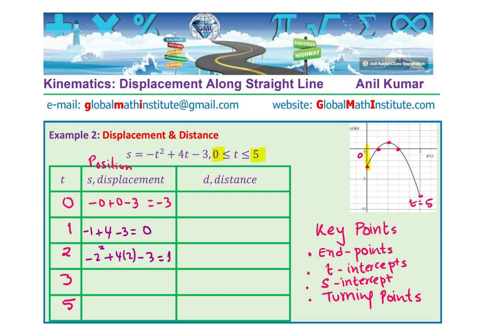And when you plug in 3, then what do you get? Minus 3 squared plus 4 times 3 minus 3, and that is equal to 0. And if you plug in 5, you get minus 5 squared plus 4 times 5 minus 3, right? Minus 5 squared is minus 25, and then this is 20, so minus 5 and minus 3 gives you minus 8, correct? So that is how you can see that this point here is at minus 8. Perfect. So we get our displacement. Now, from here, how do we calculate the distances?